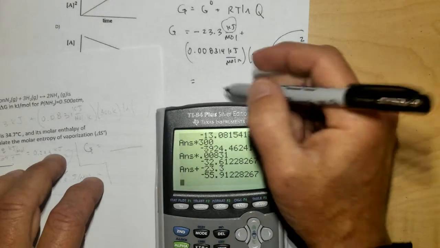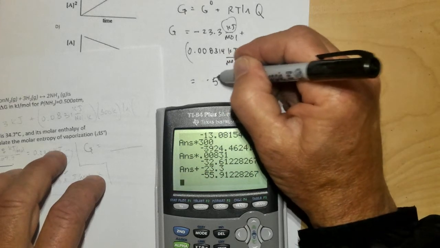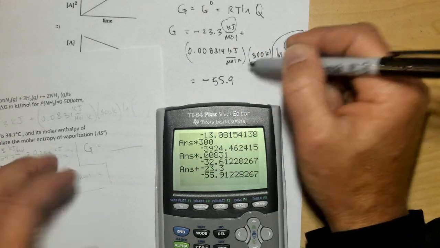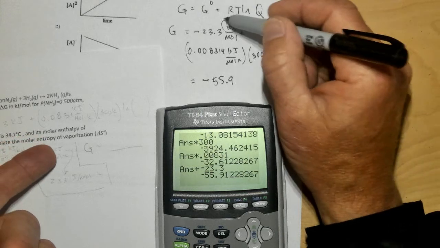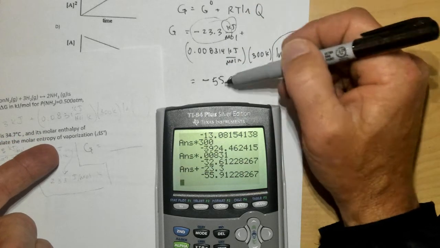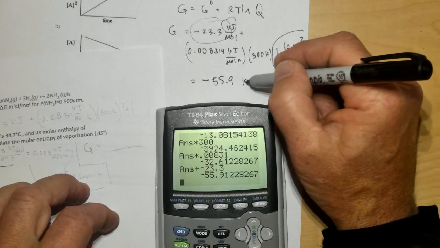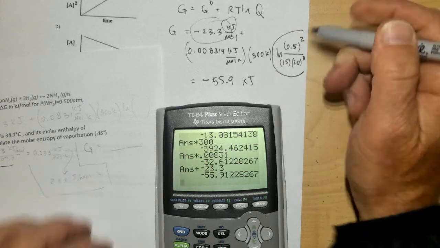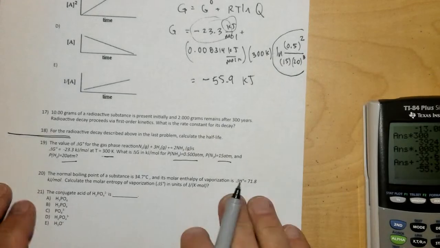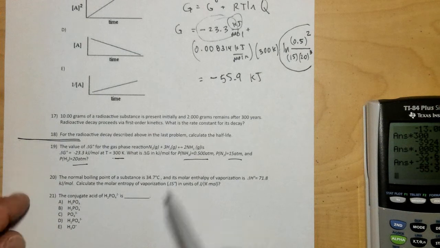of negative 55.9. So it became more spontaneous, is what you could say, because it used to be negative 23, and now it's negative 55.9. And remember, the units are kilojoules on there. So that's number 19, a ΔG at non-standard conditions problem.